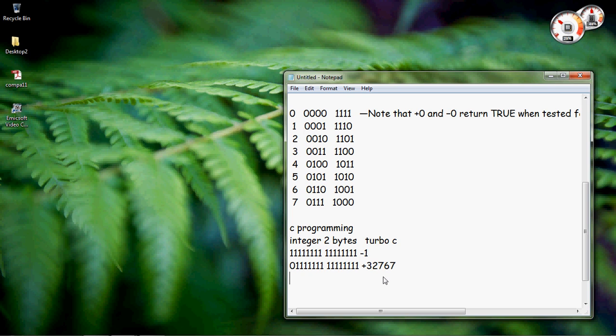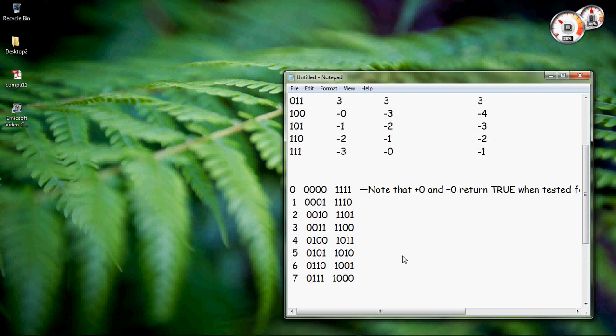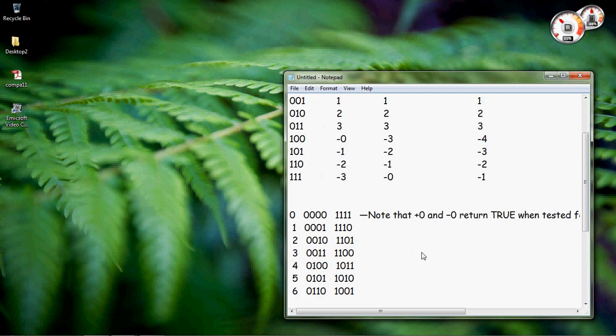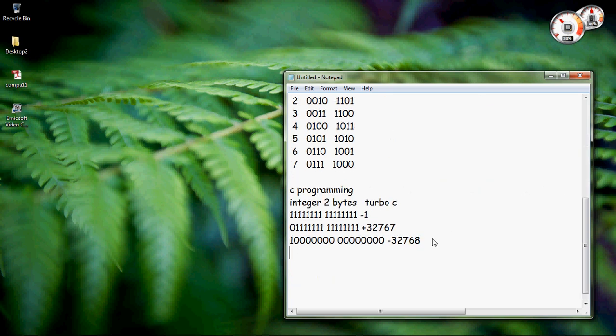And the largest negative number will be represented with 1 and so this value you have to replace. The last value is 1, so this is a negative number, and you have to replace after that all values, so this number represents minus 32768.